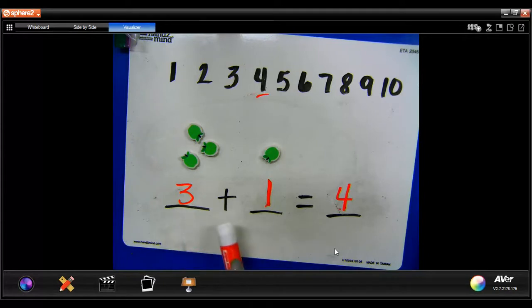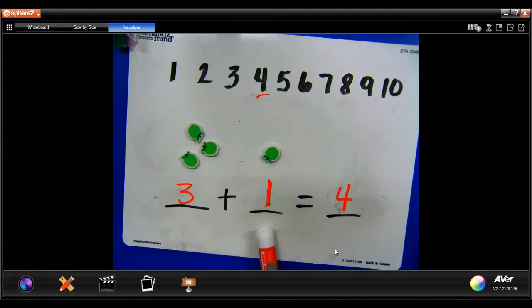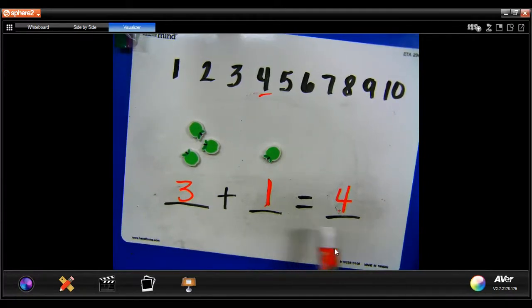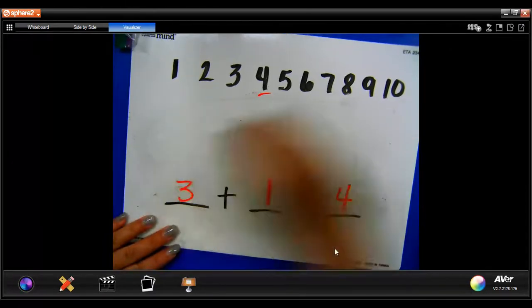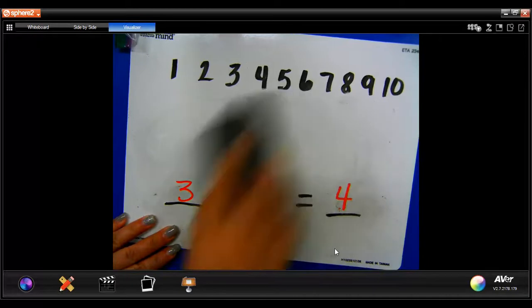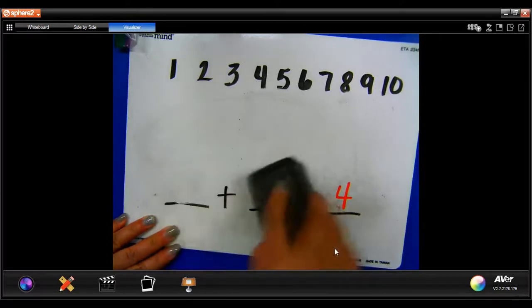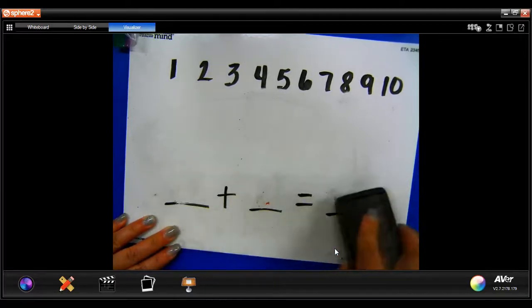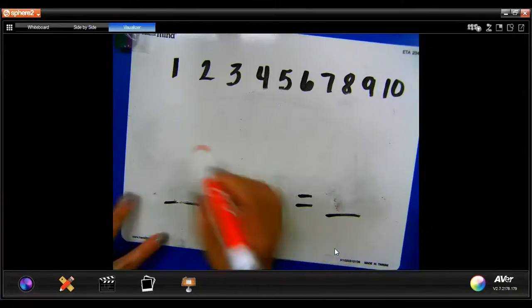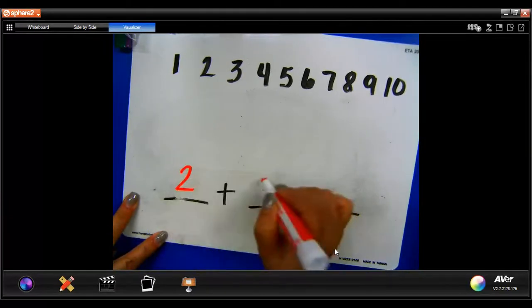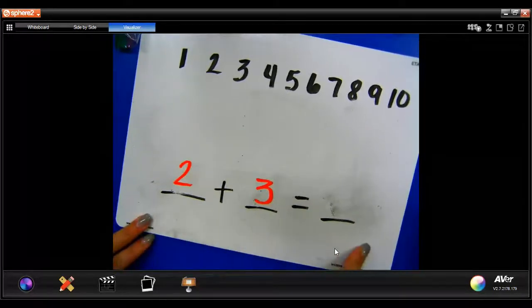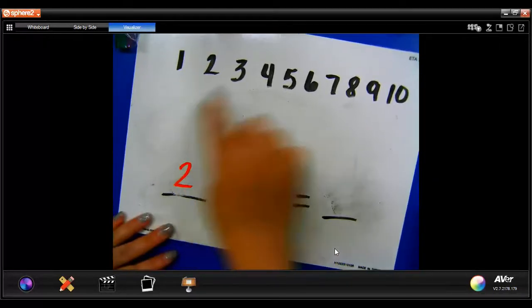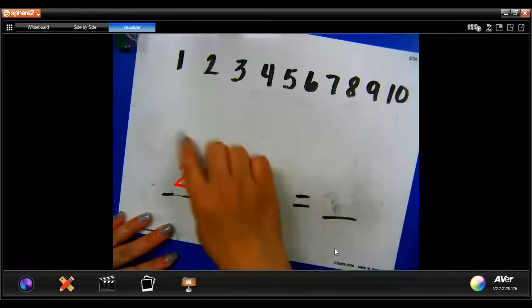3 plus 1 equals 4. Good job. Let me do one like the homework we had yesterday, because we're also going to have that homework again today. So sometimes you might have an addition sentence that looks something like this, which is 2 plus 3 equals something. So now you have to put the apples up here.